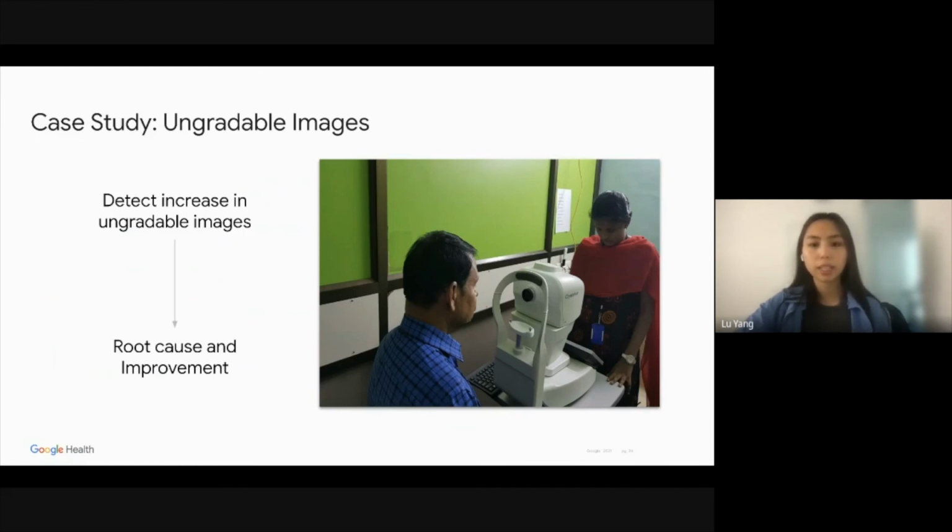For this case study, we detected an increase in ungradable images from specific sites before the site reported a problem. As Jay mentioned before, this insight allows us to take proactive actions. We reach out to the sites to conduct stakeholder interviews to understand the causes of images being ungradable. And we were able to work with the sites to improve the imaging success.